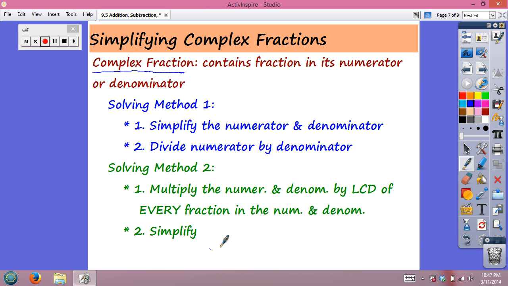There's two ways of solving this, and I have them listed here, but I'll just read them aloud. One way is to simplify both the numerator and the denominator and then divide them, or multiply by the reciprocal. Another method would be to multiply the numerator and the denominator by the least common denominator of every fraction and then simplify. So I think that you'll find one method to be simpler than the other, but sometimes maybe you find that you have no choice. So we'll go to an example and I'll show you what we mean.